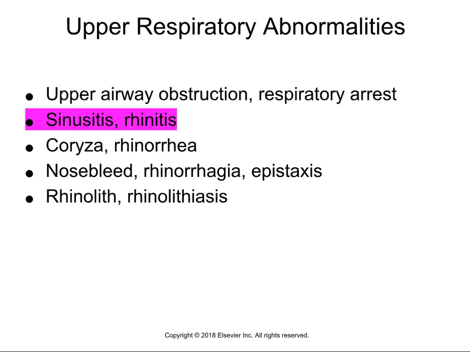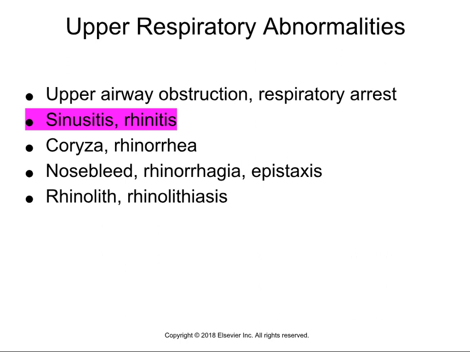Next, we have some abnormalities of the upper respiratory system. Upper airway obstruction can lead to respiratory arrest if it's not corrected. So this would be a blockage, an obstruction. Respiratory arrest is the stopping of breathing.